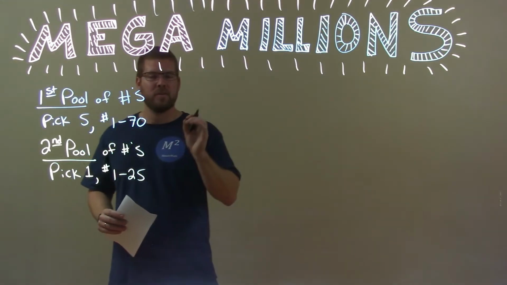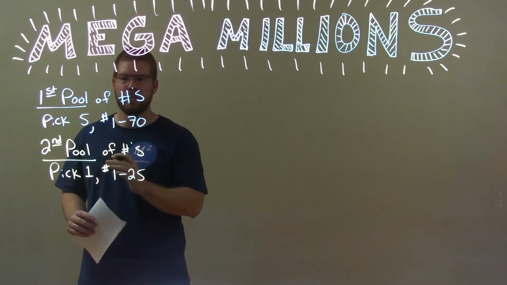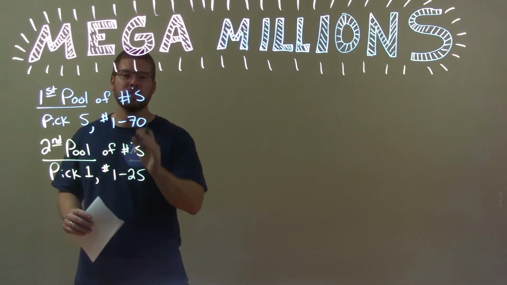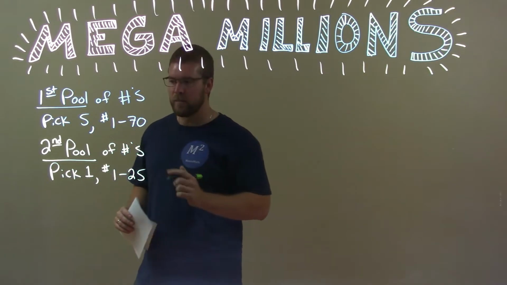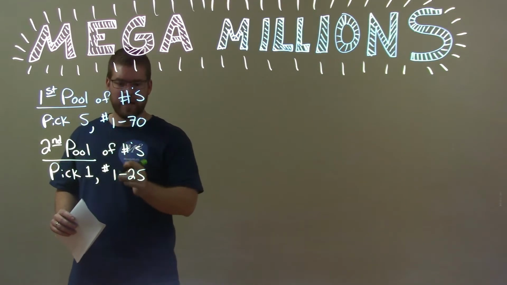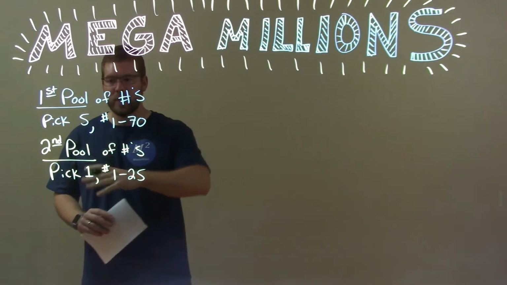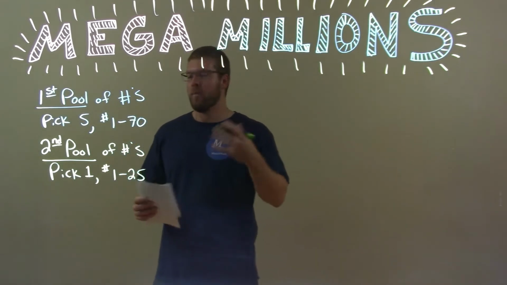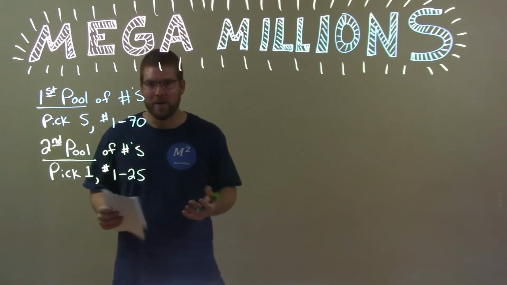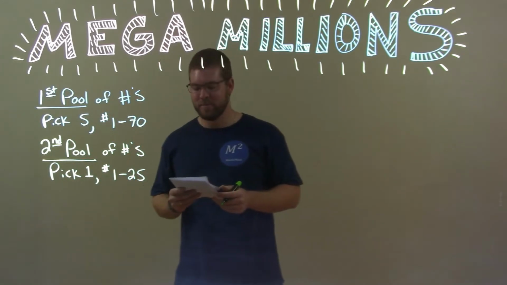The way the Mega Millions is set up as of this video is you have two pools of numbers. The first pool of numbers is numbered 1 through 70, and you have to pick 5 unique numbers. The second pool of numbers is labeled 1 through 25, and you only pick one of those. If you get all of them right, you will win the Mega Millions. Now, there can be multiple winners, or just one. It can all be yours. All right, so now choose wisely your numbers.